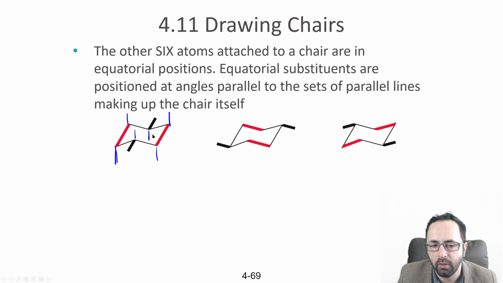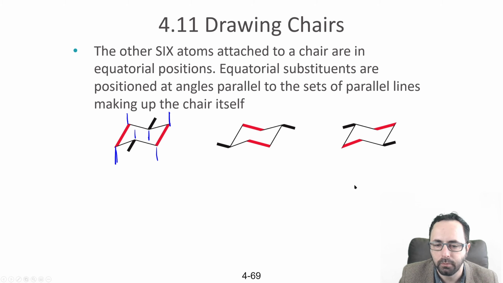And then for the equatorial positions, these black ones here are parallel to the sides. These ones on the end are parallel to these ones in the middle. And then these ones here connected right next to the ends, these are parallel to the small parts right here.